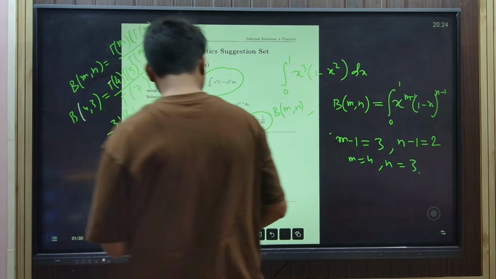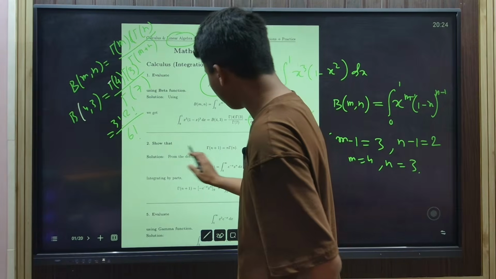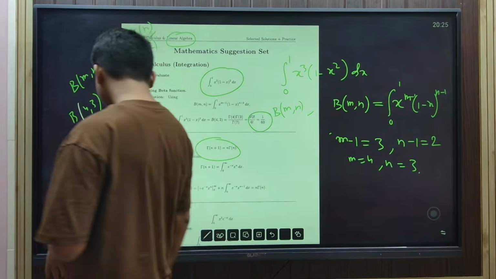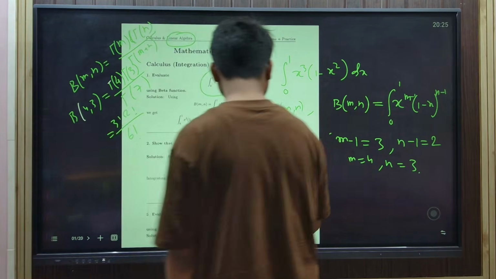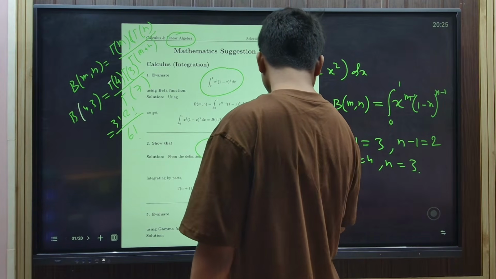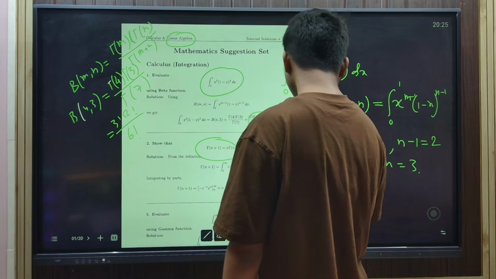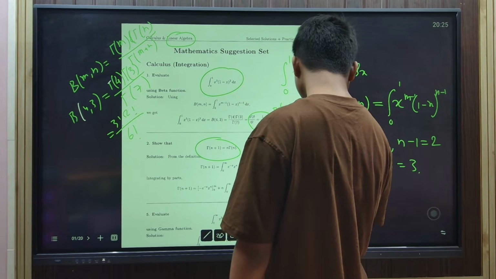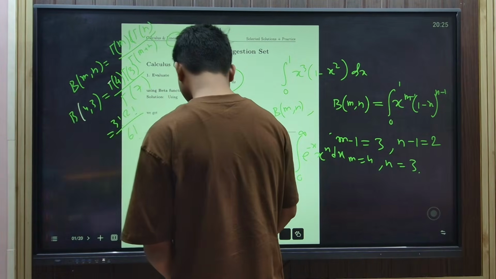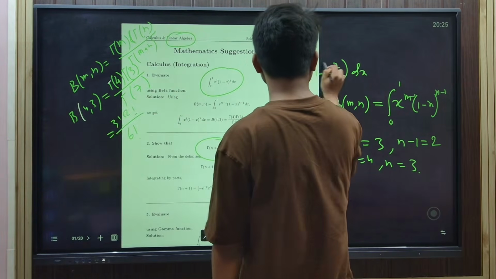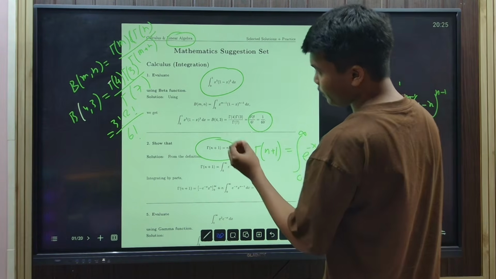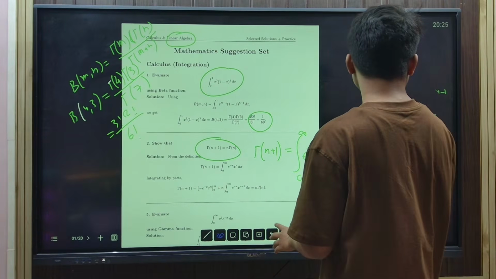So first, you have to show that gamma of n plus 1 exactly equals n gamma n. How do you show it? What is the definition of the gamma function? Gamma of n plus 1 equals the integral from 0 to infinity of e to the power minus x into x to the power n dx. So this is the definition of the gamma function, right? So first, let me clear the first problem. I have solved each and every problem, and the full solution of the PDF is already given in the description box.